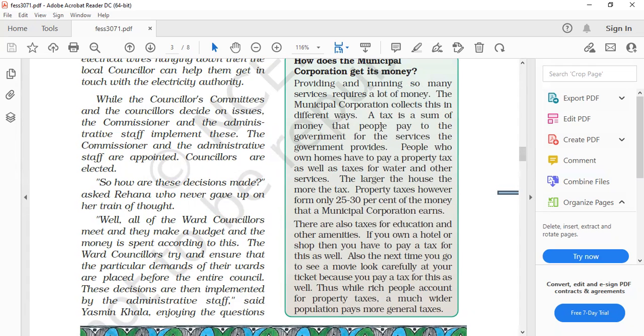That is, people who own homes have to pay tax. For hotels we have to pay tax. For water we have to pay tax. For all the amenities and education we have to pay tax. You have to write it. Okay, this is the main question of this chapter. And then move to the next page.